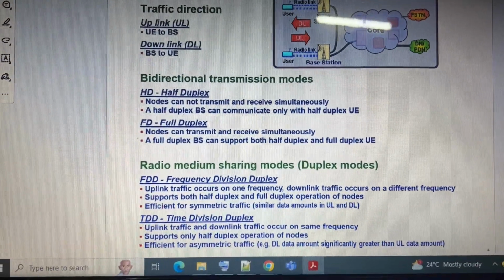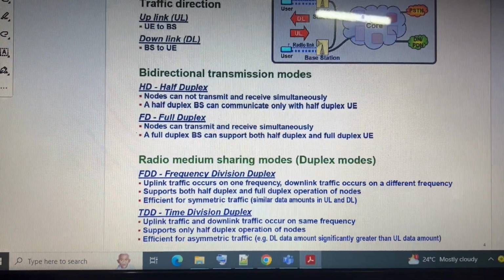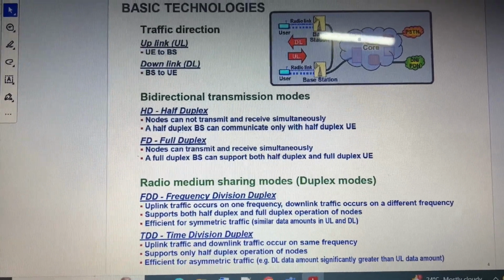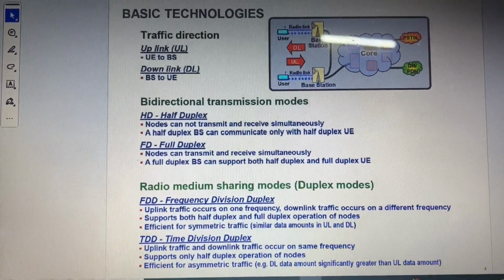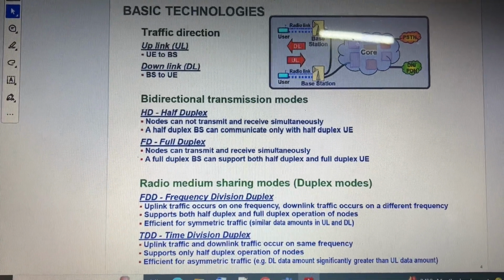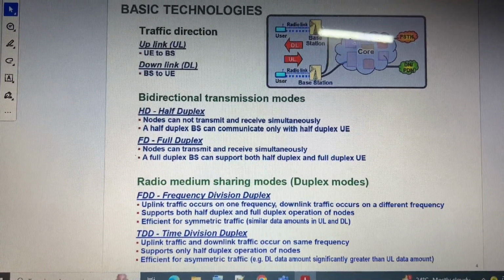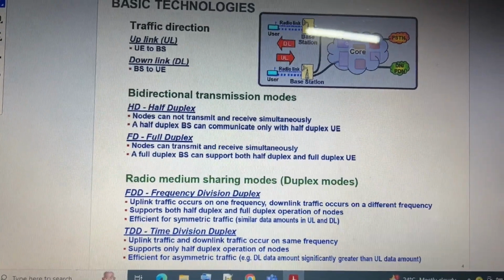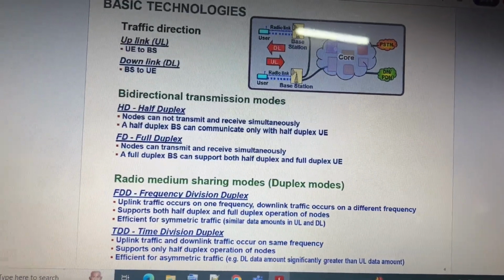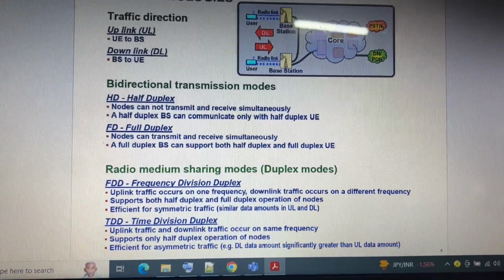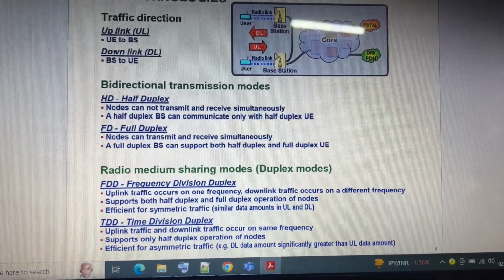Now coming to the radio medium sharing modes. There are two kinds of modes. One is FDD and another is TDD. So FDD is nothing but frequency division duplexing. TDD is nothing but time division duplexing. So the FDD is nothing but the uplink traffic occurs in one frequency and the downlink traffic occurs in another frequency. So basically in FDD, the frequencies are different in case of a downlink as well as an uplink direction. This is the main difference between an FDD and TDD systems.